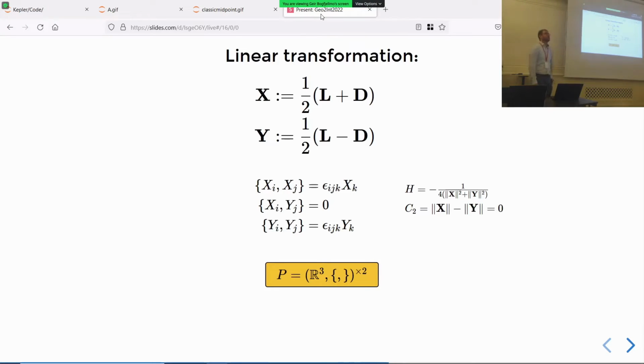If you go into these photographs, there are some hidden symmetries in the Laplace-Runge lens vector in the Kepler problem, and these correspond to rotation in 4 dimensions. I also don't really feel that this is very clear to me.